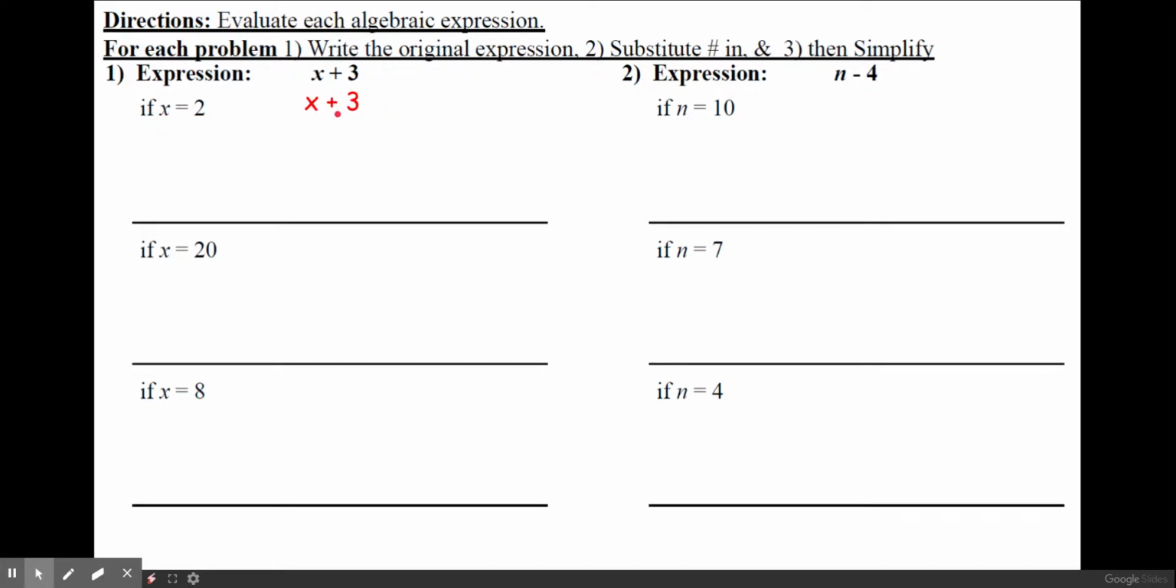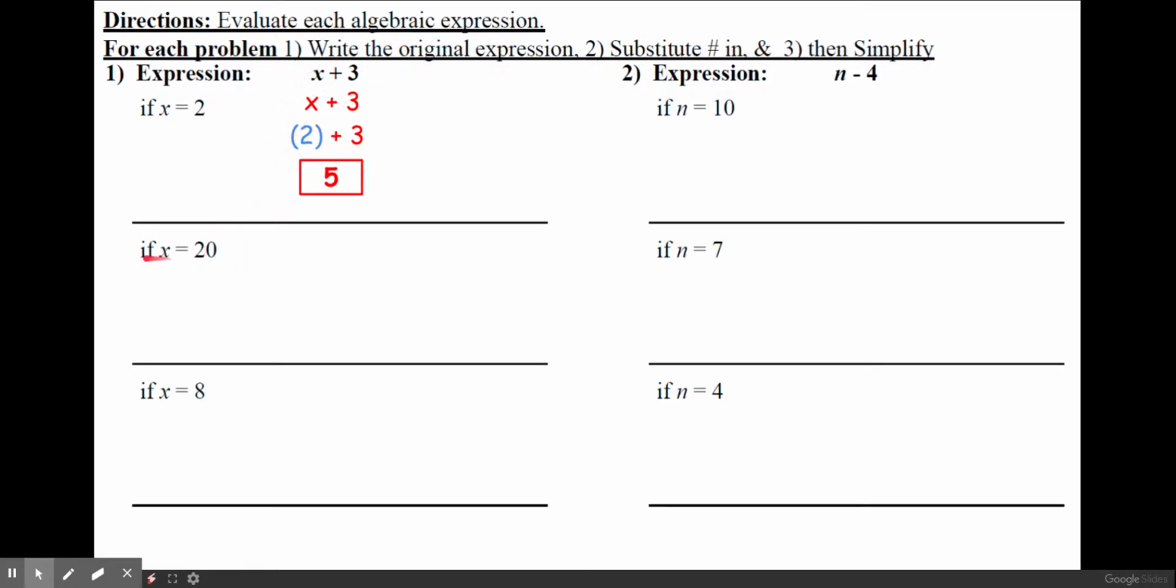Let's rewrite the original expression. Let's substitute or plug in 2 in place of x. So 2 instead of x, and then we bring down everything else, the plus and the 3. And then now we evaluate it. There's really nothing we do in this parentheses, so we can basically get rid of it and just treat this as 2 plus 3. And 2 plus 3 is just 5, and so that would be the answer. So in this expression, if x equals 2, then the expression would be 5.